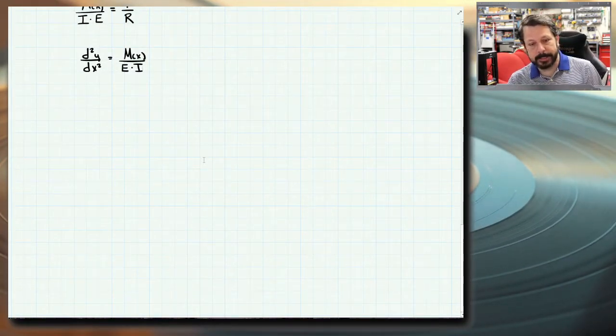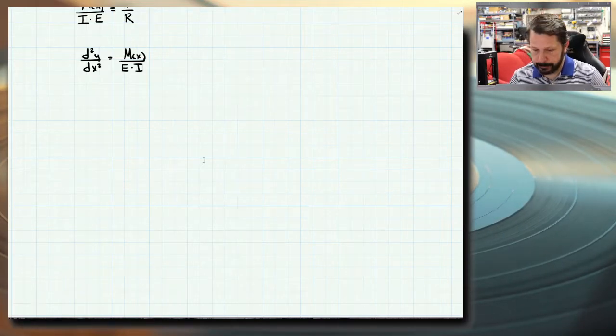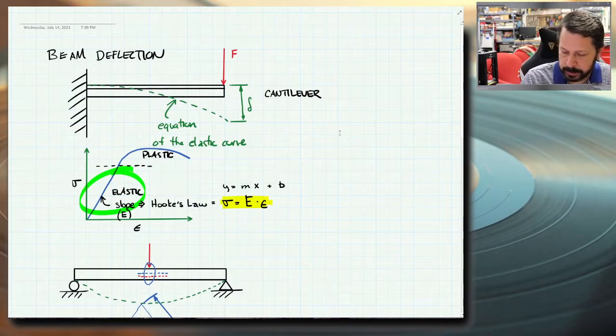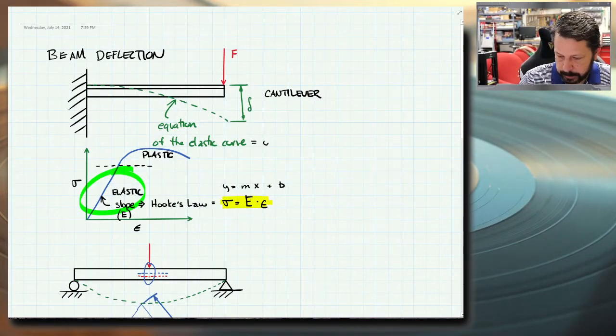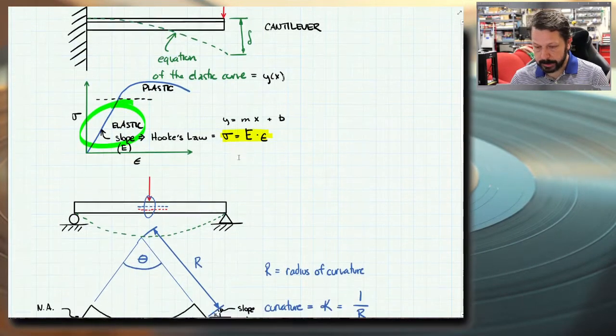One time to get dy over dx, which is the slope, and I have an equation for that. Integrate that equation, and I would get y as a function of x, which is the equation of the elastic curve. So way back up here, the equation of the elastic curve would end up being y as a function of x. So let's see if we can do that.